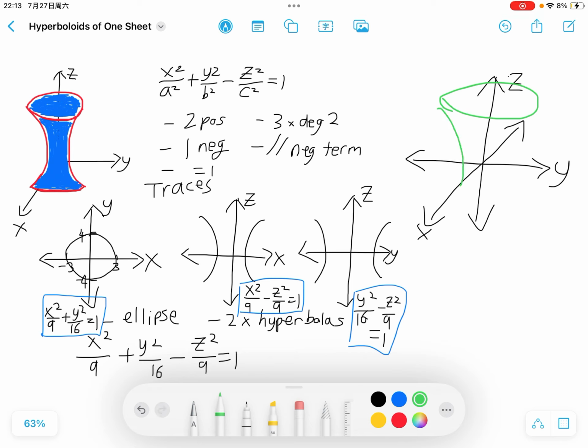Something like that. To the other direction, you just can't see that. And then we also have the hyperbola in the z and y direction. That's really obvious. Something like that.